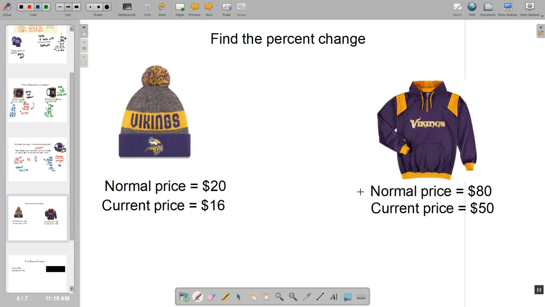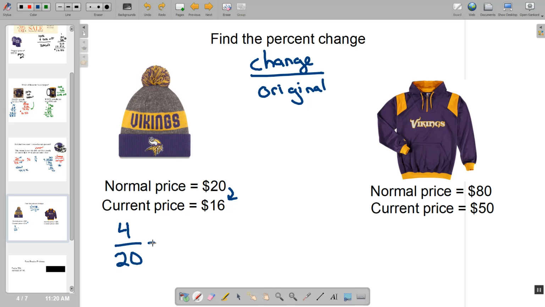So let's do 2 examples on percent change, remembering once again that it's change divided by original for each problem. So for this problem, the original is $20, and the change from here to here is $4. So we have 4 divided by 20, which equals 2/10, and 2/10 is equal to 20%. Okay, so that one wasn't too bad if you understand the change over original. This one on the right is going to be a little bit tougher, but the same idea.